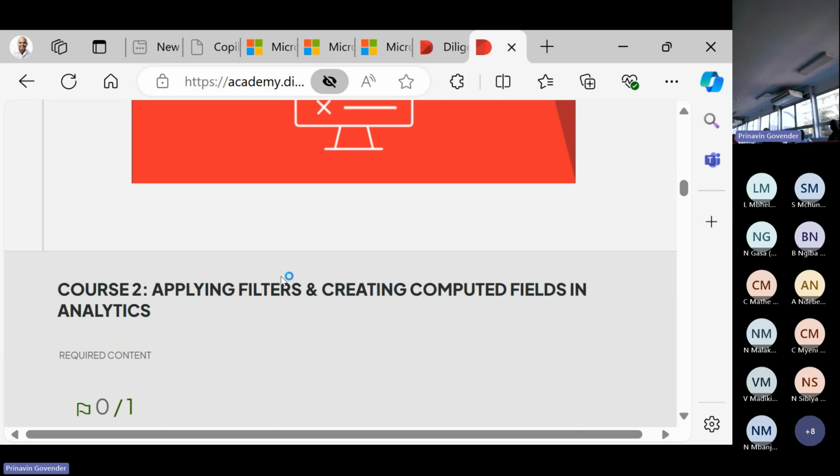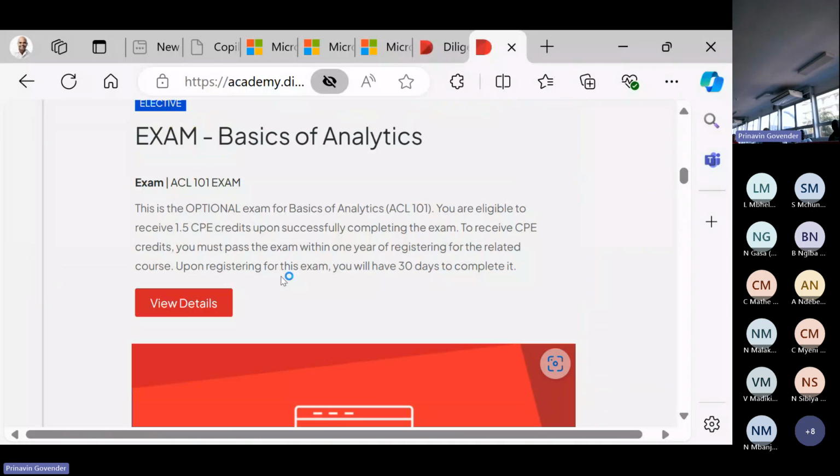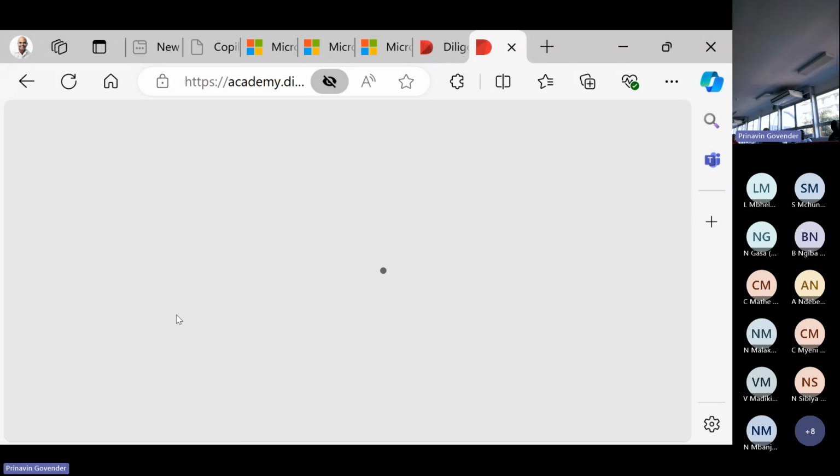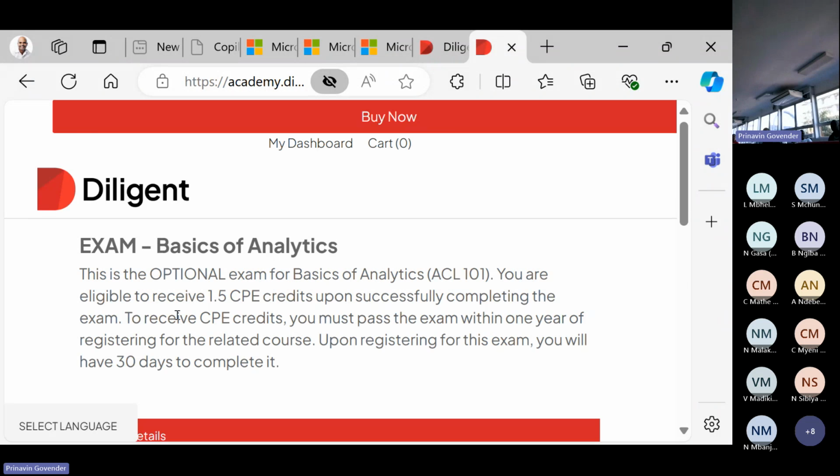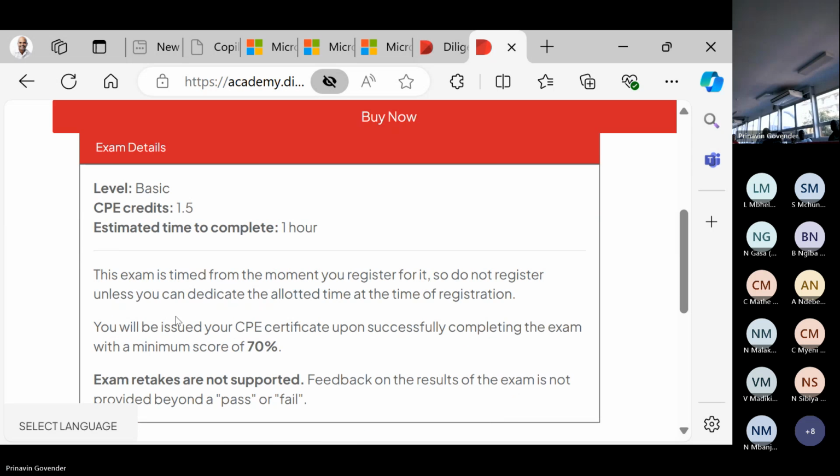I'm not sure about the cost factor of this. It was in euros. I'm not sure if it's still in euros or it's in... by the exam, right? By the exam. Let's see.